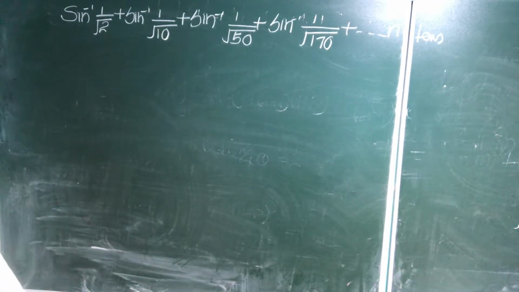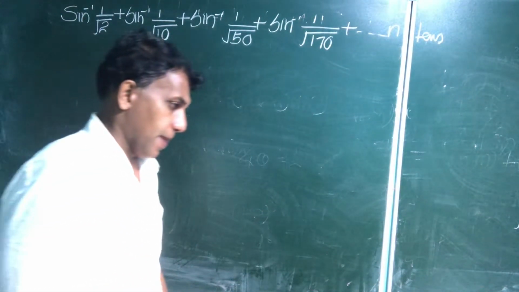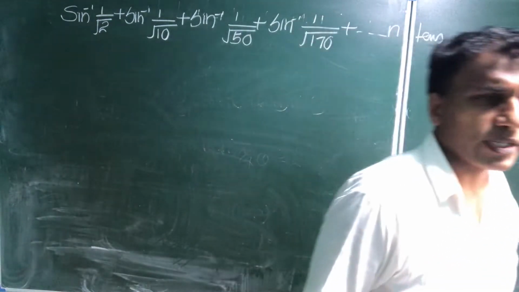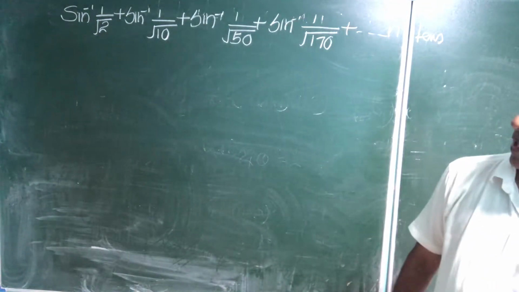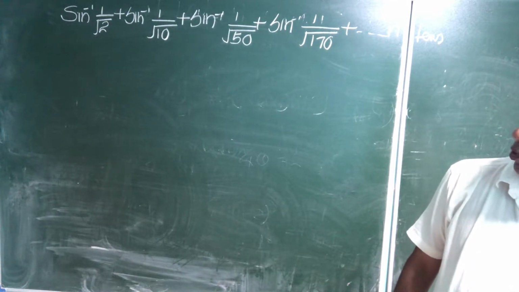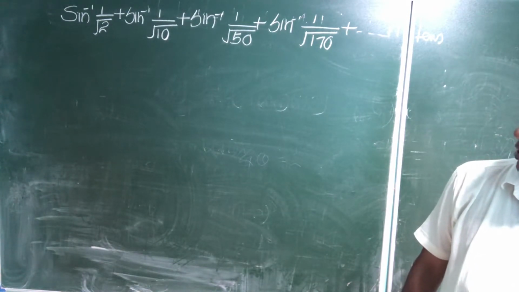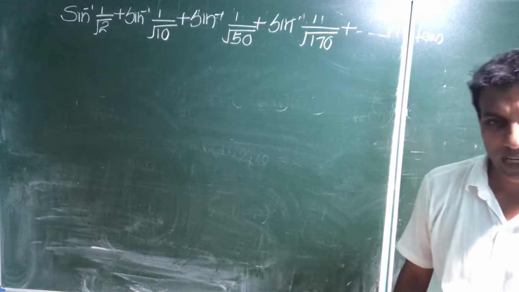Tute number 2, last question. The same type, but the sine inverse series: sine inverse 1 over root 2, sine inverse 1 over root 10, sine inverse 1 over root 50.